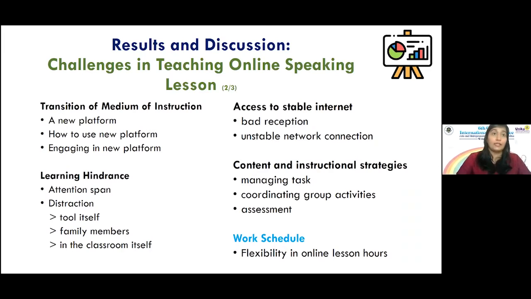Teaching online, speaking online, they have to be able to be creative in managing tasks, coordinating group activities, and doing assessment. One theme that we did not expect to come up is work schedule. Parents have different work schedules, and sometimes they share their gadgets with their children. So parents often ask for flexibility in online lesson hours.